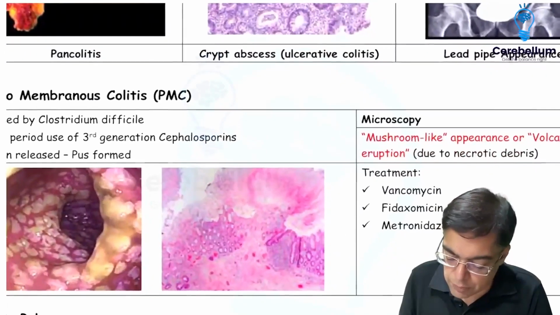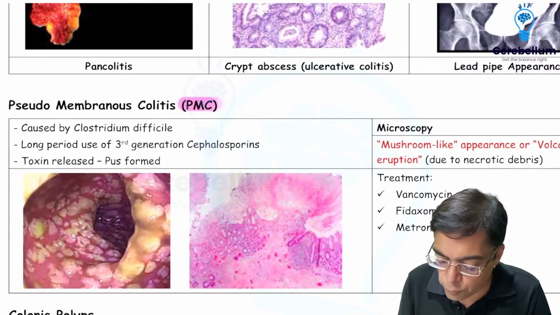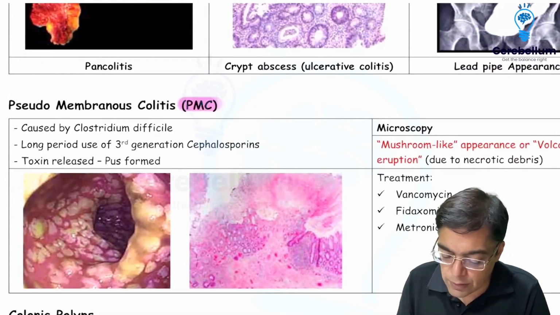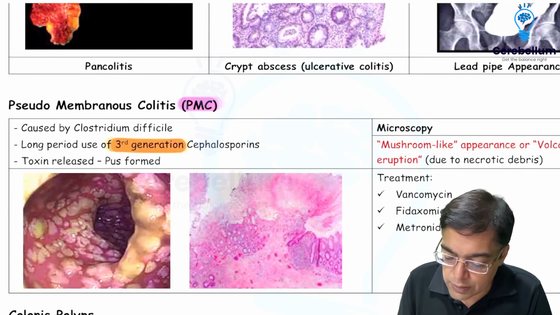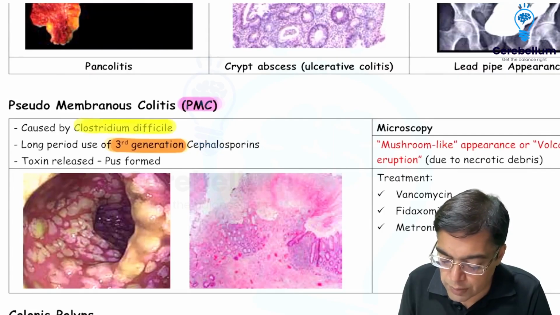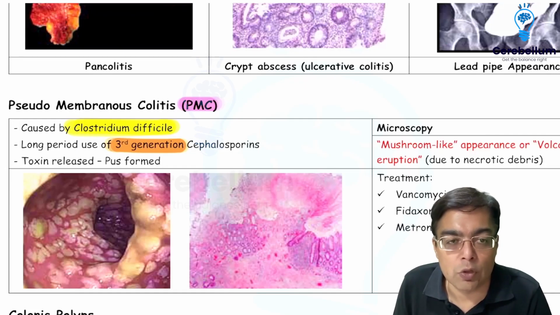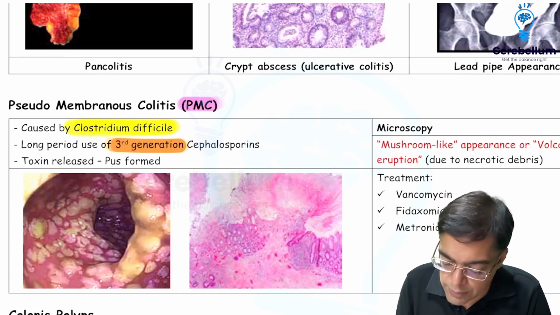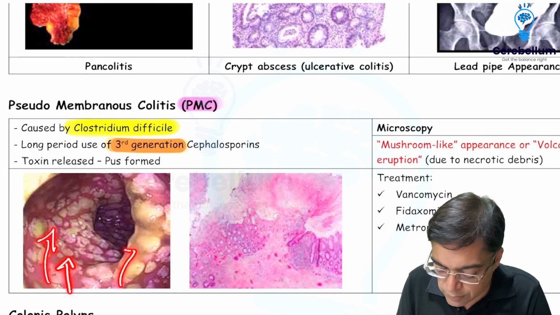Having said that, a special mention of a term which is being given the name of pseudomembranous colitis, very important for your practice as well. In case a physician happens to give a patient third generation cephalosporins, then there is a high risk of development of an infection caused by the bacteria Clostridium difficile. This bacteria is responsible for causing release of a toxin, because of which there is going to be release of an exudative material, and this exudative material is going to be responsible for giving a dirty looking appearance to the bowel.